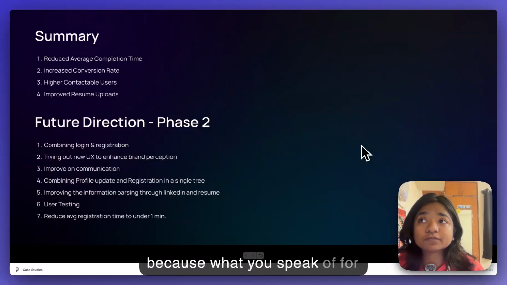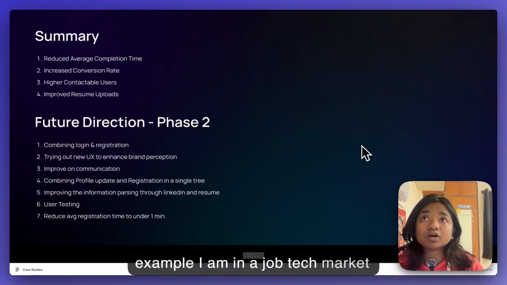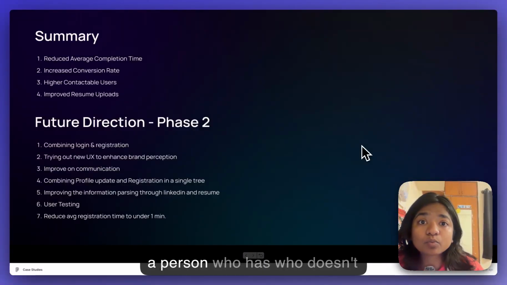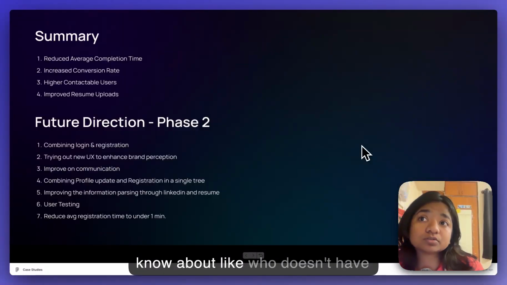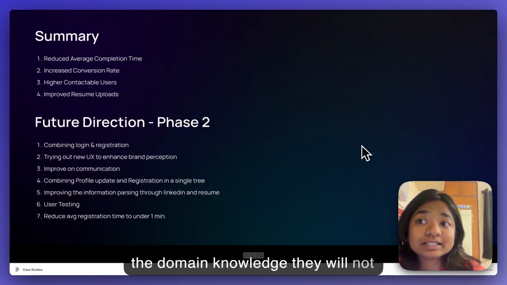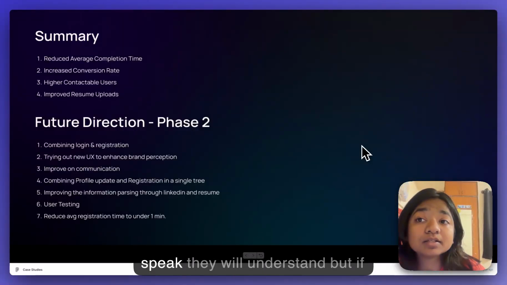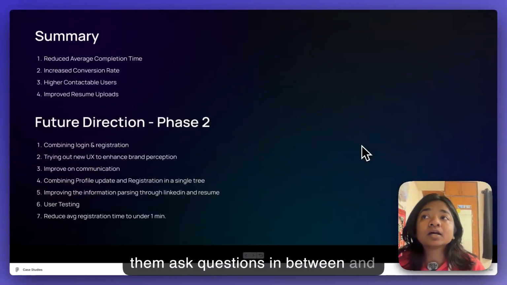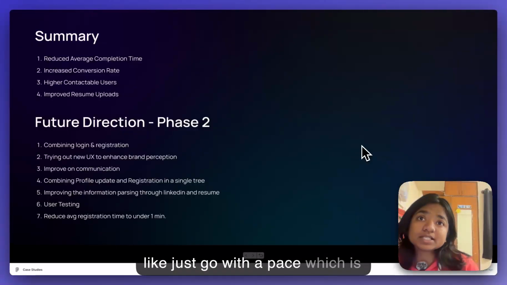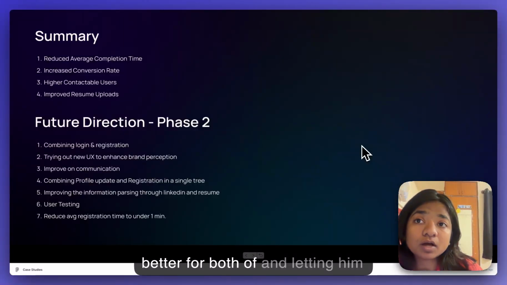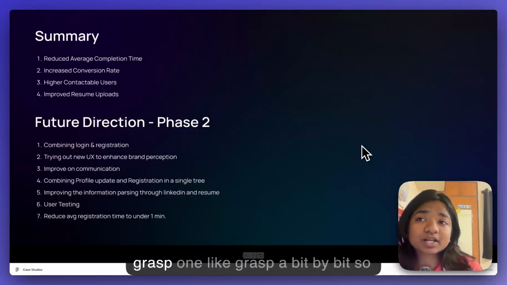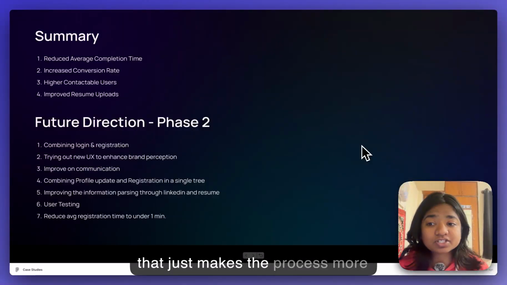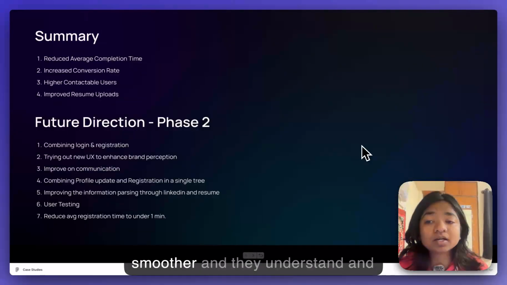Because what you speak of, for example, I am in the job tech market for like 3 years, so I will understand what I'm speaking. But a person who doesn't have the domain knowledge will not understand what you are trying to speak. They will understand, but if you give them time, and let them ask questions in between, and just go with a pace which is better for both of you, letting them grasp a bit by bit, that just makes the process smoother, and they understand.